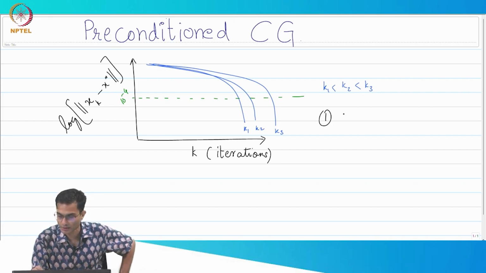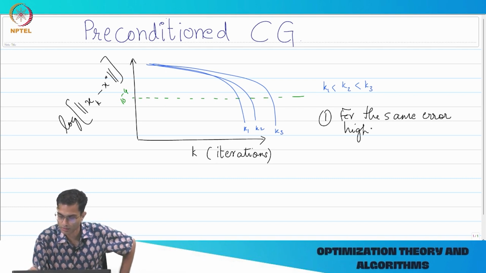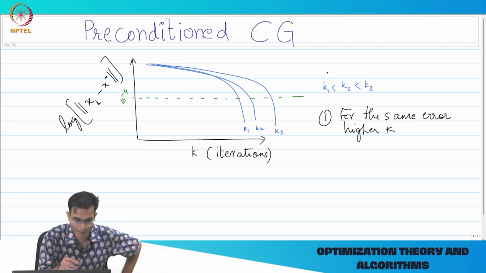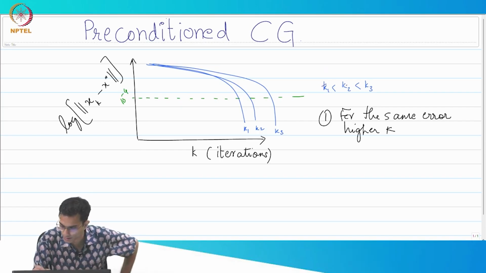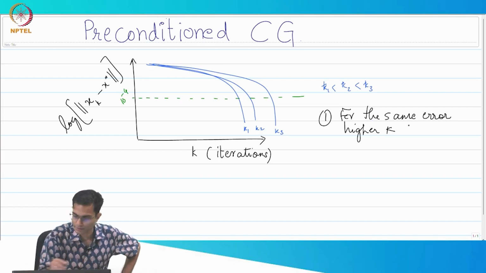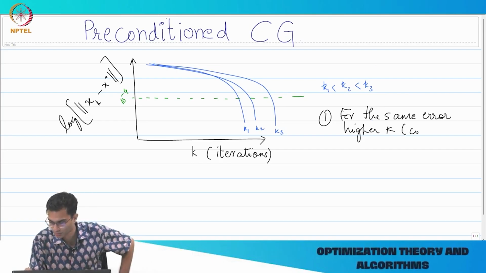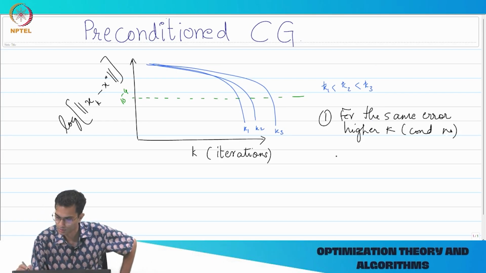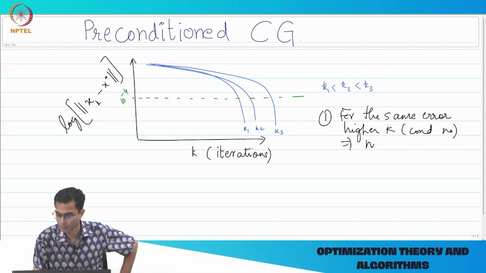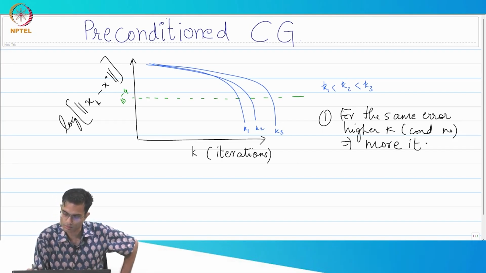So we can say for the same error, this is slightly confusing over here. This should be kappa, not k. For a higher condition number implies more iterations. That's obvious.